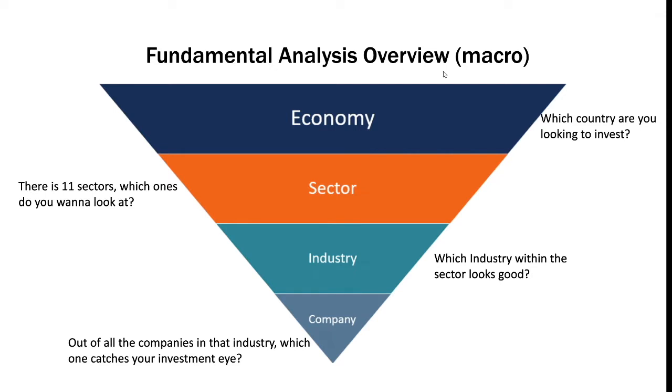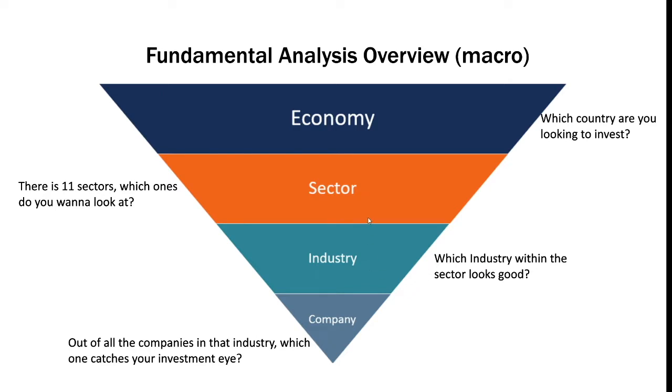This is a macroeconomic overview, which is just a fancy word for saying we're going to start from top and go to the bottom. Essentially, when you're looking at fundamental analysis, you're going to start by picking an economy. So, what country are you looking to invest? Is it the U.S.? Is it China? Is it Europe? Once you've decided that, then there's 11 sectors, and which one do you want to look at? Do you want to look at real estate, healthcare, industrials, energy, technology? Once you've picked a sector, then you pick an industry within the sector. Which one looks good to you?